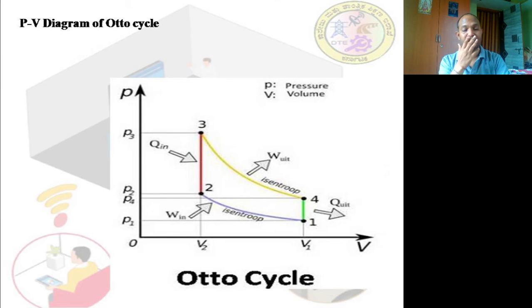The PV diagram is actually an important one. It's very interesting. I'll go through it one by one. Please be careful. Now, the PV diagram of the Otto cycle. Otto is the name of the scientist who invented the working principle of engines on this Otto cycle. Basically, a PV diagram is nothing but a pressure and volume diagram.